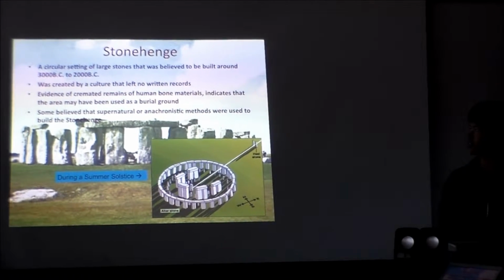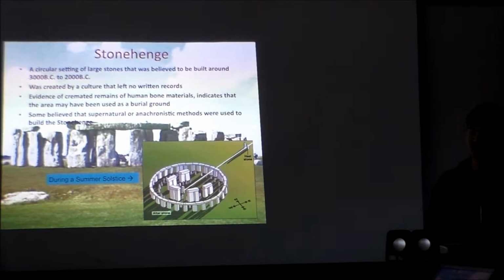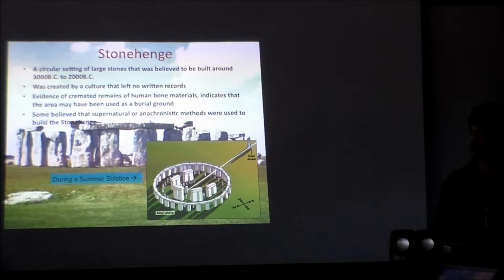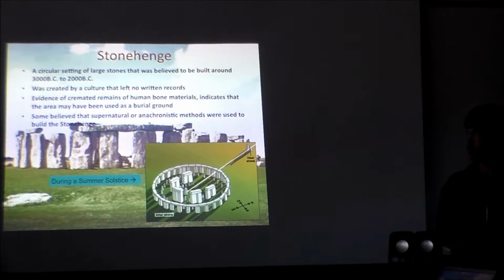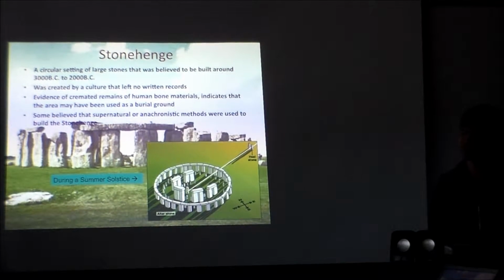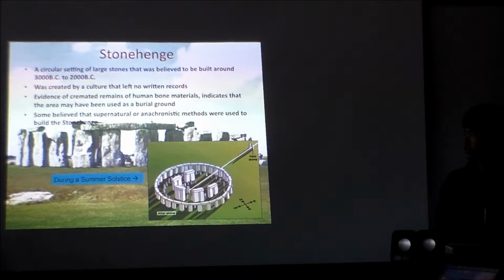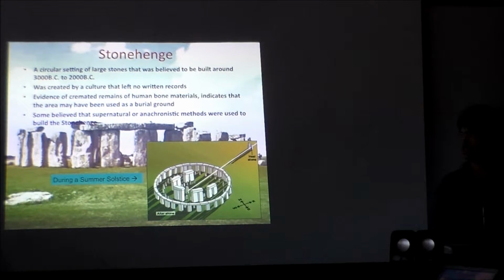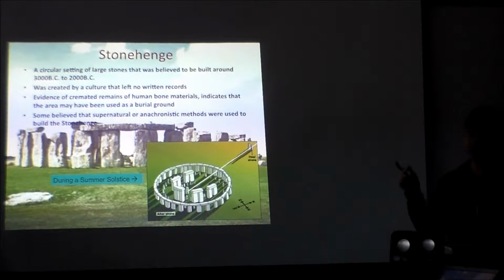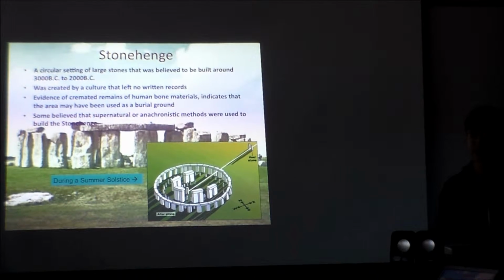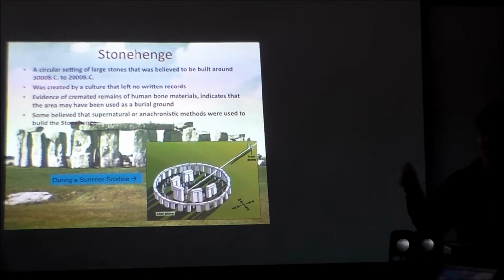Stonehenge, a circular setting of stones that was believed to be built between 3000 BC and 2000 BC, was created by a culture that left no written records. Evidence of cremated remains of human bones indicates that the area may have been used as a burial ground. Some believe that supernatural or anachronistic methods were used to build Stonehenge. Anachronistic means out of our time or type of tool, like beyond, maybe future, past, or present.